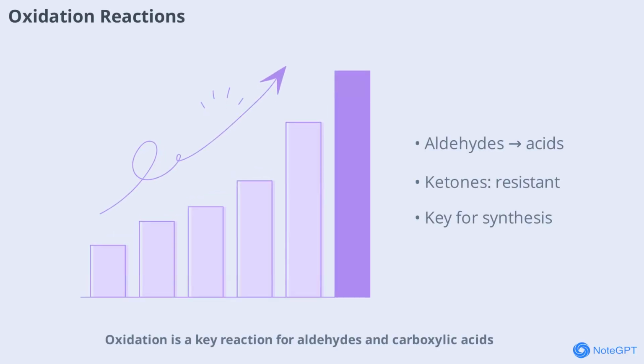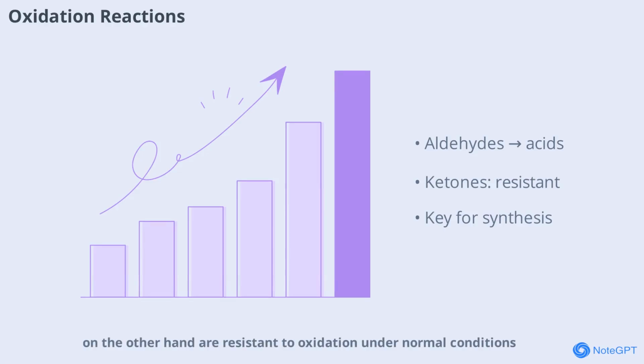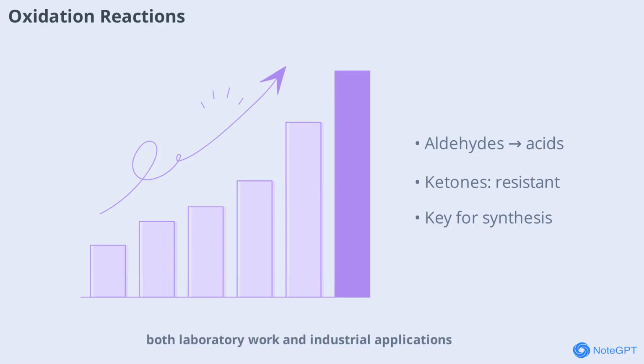Oxidation is a key reaction for aldehydes and carboxylic acids. Aldehydes are easily oxidized to carboxylic acids using oxidizing agents like potassium permanganate or Tollens' reagent. Ketones, on the other hand, are resistant to oxidation under normal conditions. Understanding these reactions is crucial for both laboratory work and industrial applications.